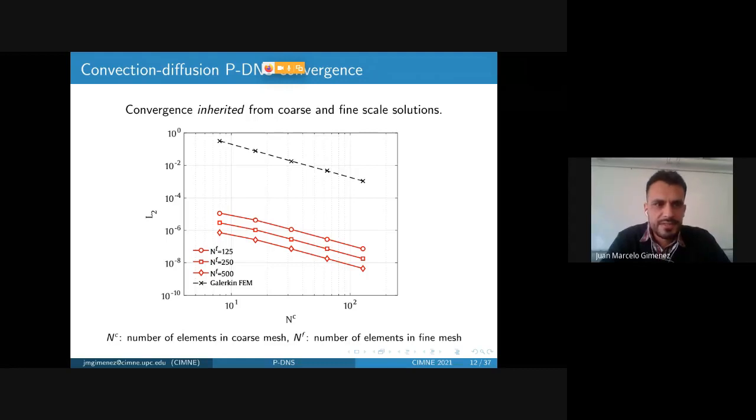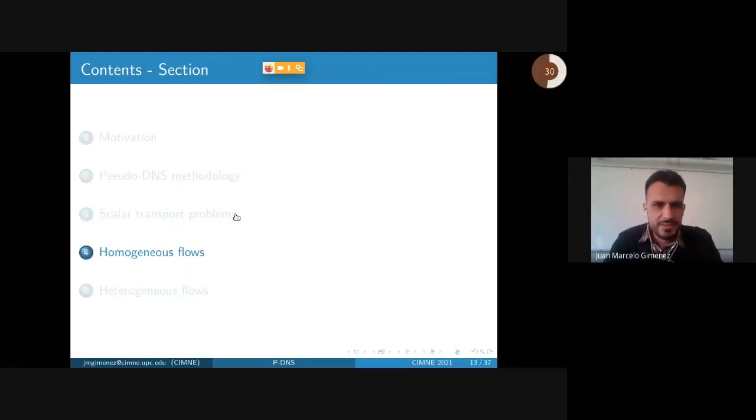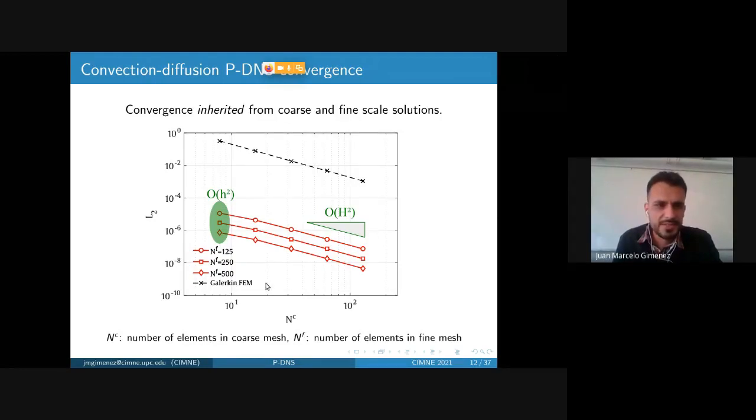The convergence of the methodology is inherited from the coarse and fine scale solutions, because we have solved both the fine scale and the coarse scale using second order accurate discretizations. The global convergence of pseudo-DNS is also second order. It's second order for refinement of the coarse scale, meaning the number of elements used in the coarse mesh, and we also have a second order convergence for the number of elements that we use in the fine scale. We can choose how we want to obtain more accurate results: maybe spending more time in the offline process, or spending more time in the online process. Well, this is an overview of applying pseudo-DNS.